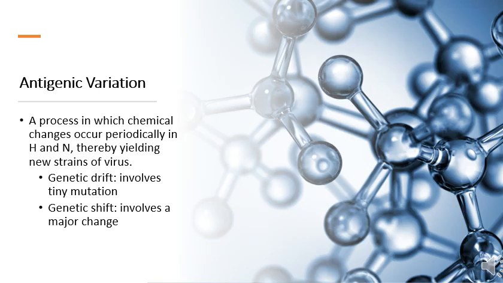Furthermore, these antigenic variations can be categorized into genetic drift and genetic shift. In genetic drift, there is variation in the composition of the virus, but these are very tiny mutations. Sometimes they may affect the severity of the infection and sometimes may not. However, in genetic shift, there is a major change in the composition of the virus, and that may affect the severity of the disease.